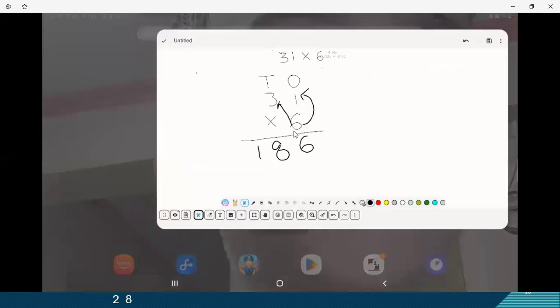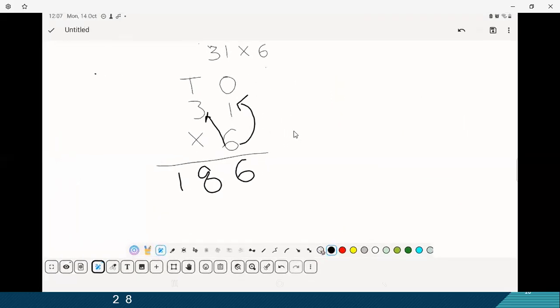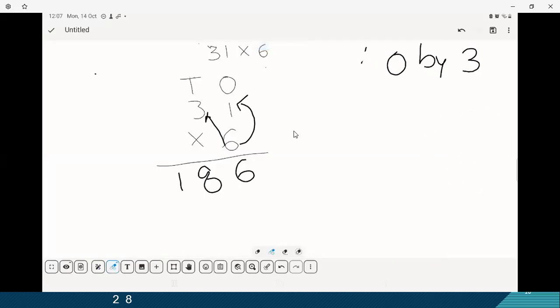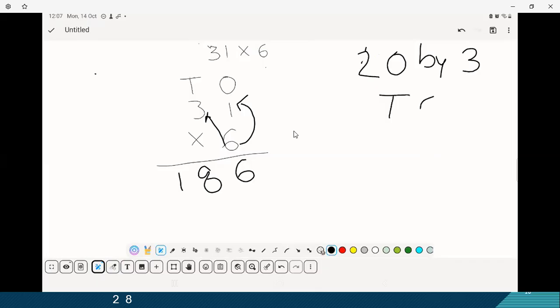So suppose we have to multiply 40 by 3. Or we can say 20 by 3. Let's consider this 20 by 3. So we have to write the number in TO pattern. That is 20 multiplied by 3.